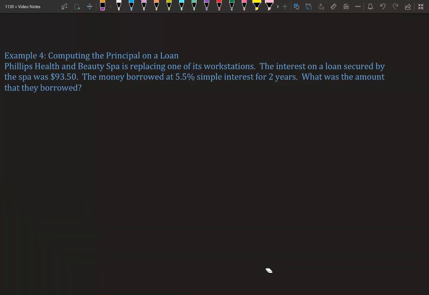Computing the principal of a loan. Philips Health and Beauty Spa is replacing one of its workstations. The interest on a loan secured by the spa was $93.50. The money was borrowed at 5.5% simple interest for 2 years. What was the amount they borrowed?